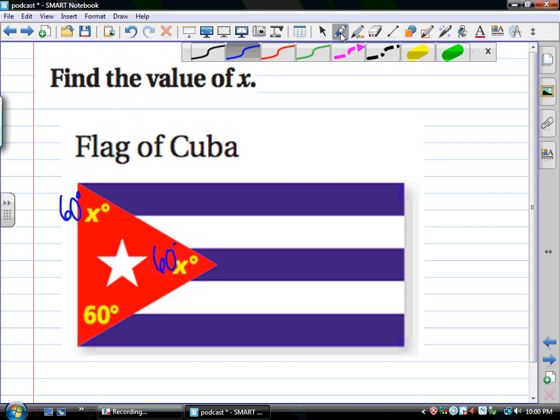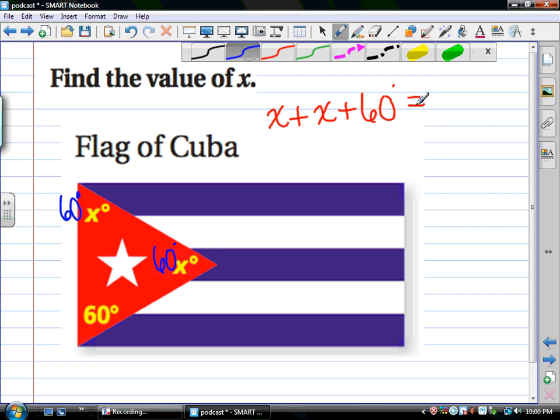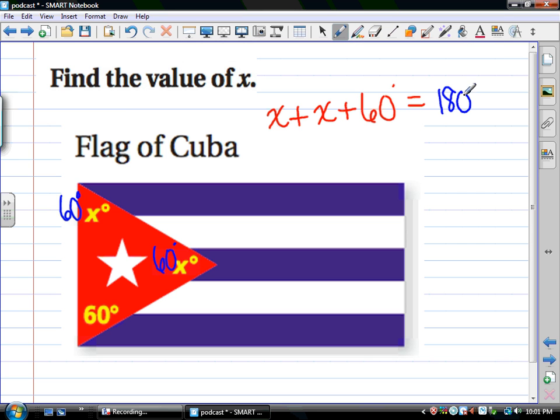I'm going to check my answer just to make sure it's right, and by checking it, I'm going to write an equation. So I have x plus another x plus 60 degrees. Every triangle has to add up to 180 degrees. Don't forget, you have an imaginary coefficient of 1. Combine like terms. Excellent job. Hearts and stars.